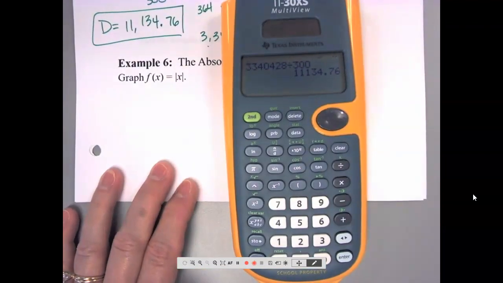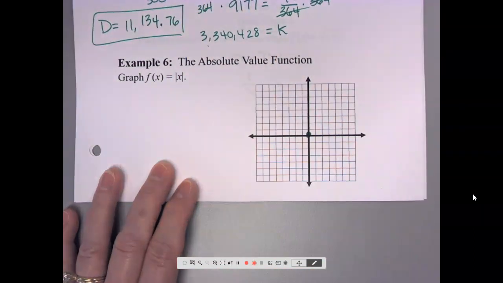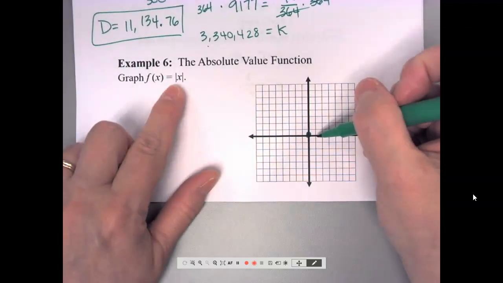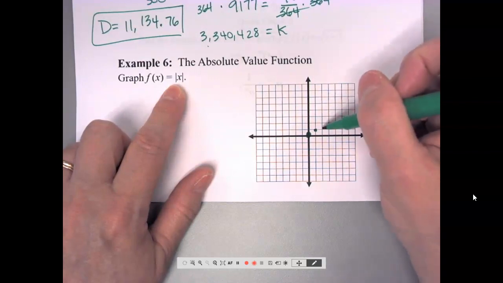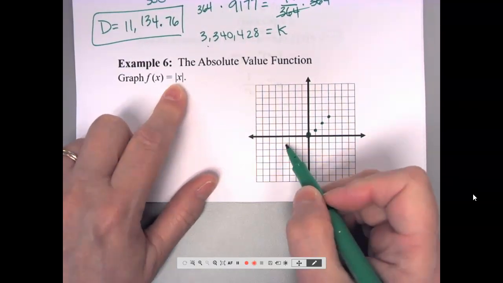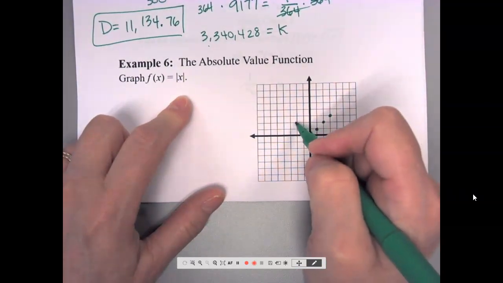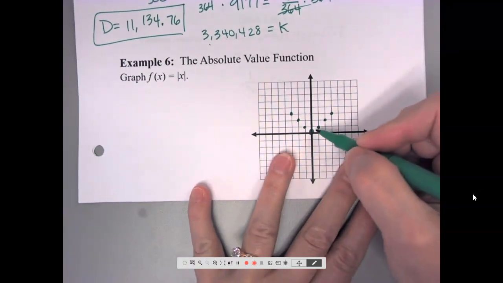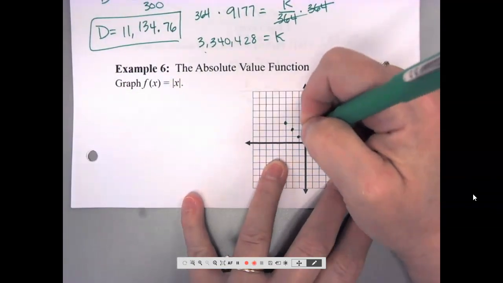Can I use this to get some ordered pairs? Not the little one, but I could use the big one. Let's do this mentally for a second because it'll be quicker. What's the absolute value of 1? 1. What's the absolute value of 2? 2. Absolute value of 3? 3. What's the absolute value of negative 1? Positive 1. Absolute value of negative 2 is 2. Absolute value of negative 3 is 3. So this is like two pieces of lines. This side has a slope of 1, and this side has a slope of negative 1.